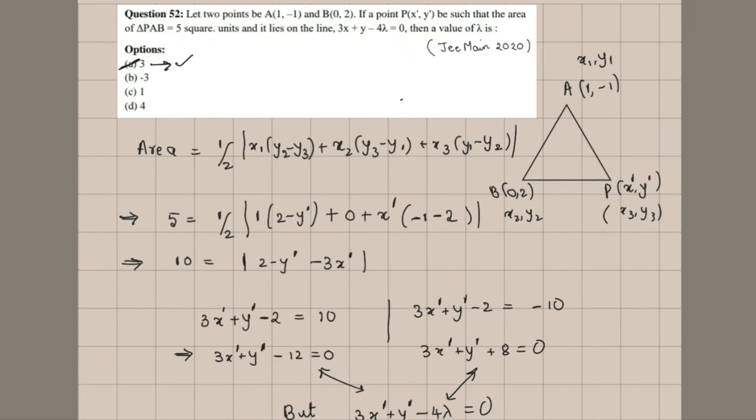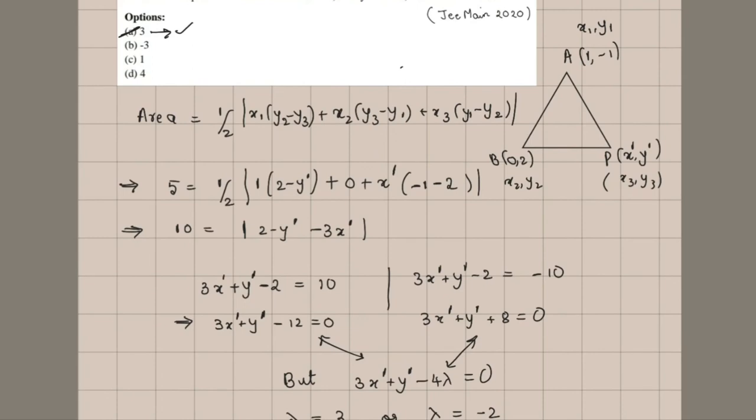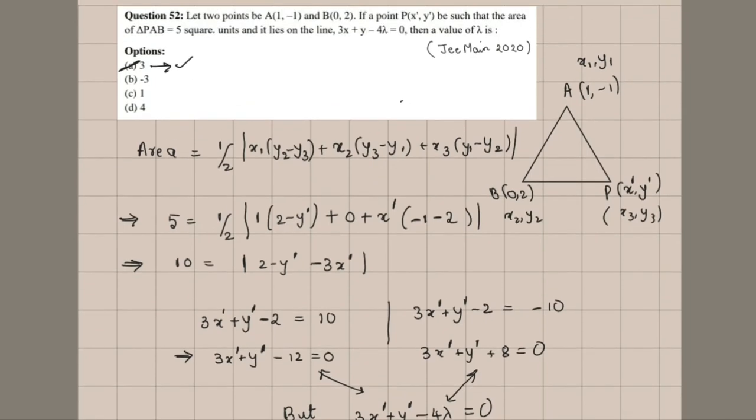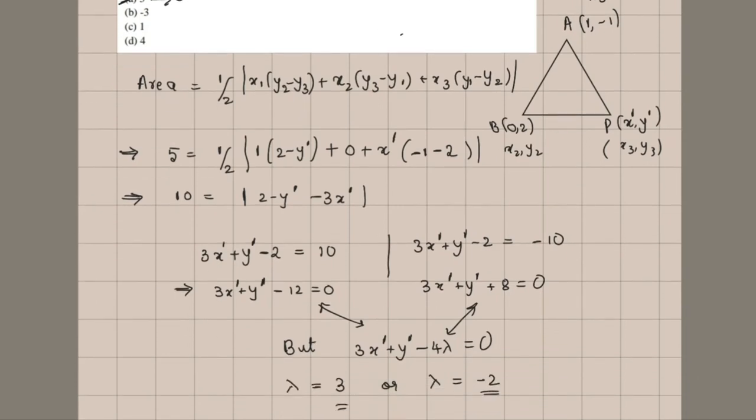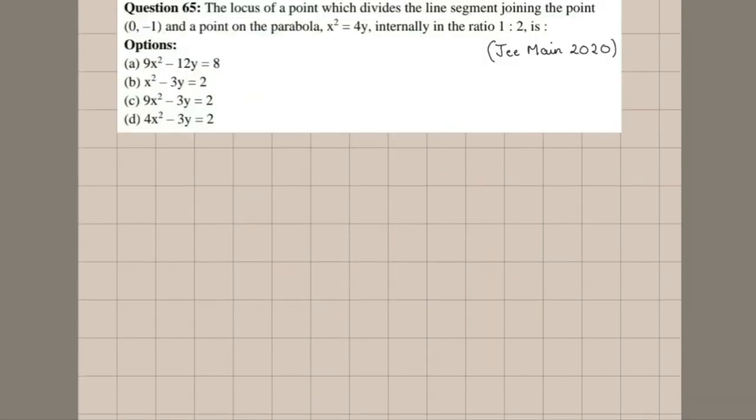See, the only concept involved in this question is just the area which we have seen in the lecture 1. So if you know this formula, then you will get the question very easily, which is 4 marks in JEE Main, which makes so much difference in the rank. So this is so simple. We just use the area of a triangle formula. If you equate, we got lambda equal to 3 or minus 2.